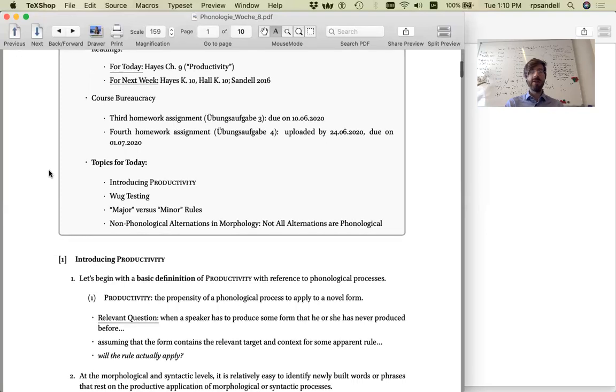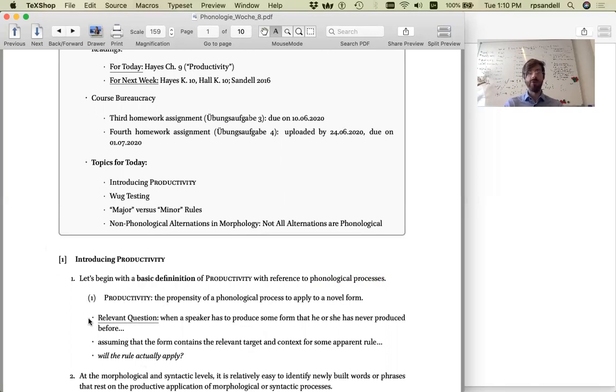So let's begin today. And we'll begin just with a basic definition of this notion of productivity as it specifically applies to phonological processes. So I will call productivity the propensity of a phonological process to apply to a novel form. That is, essentially we're saying if a phonological process is productive, it should be able to be applied to a new word, a new form that the speaker has never produced before.